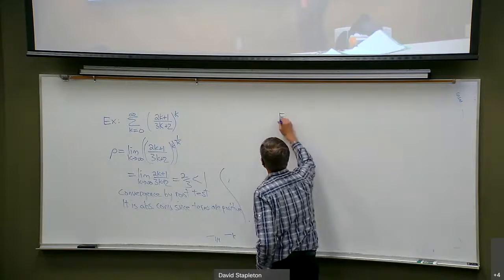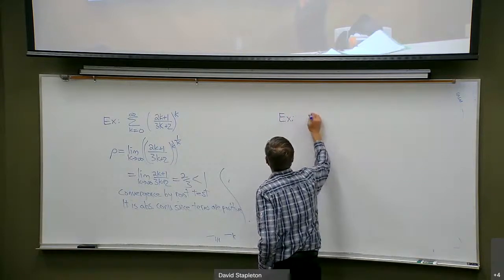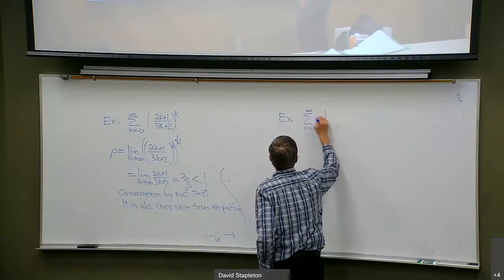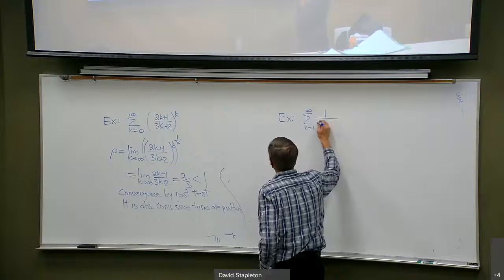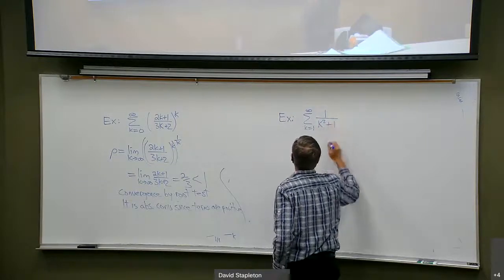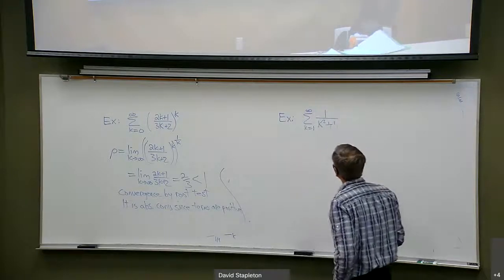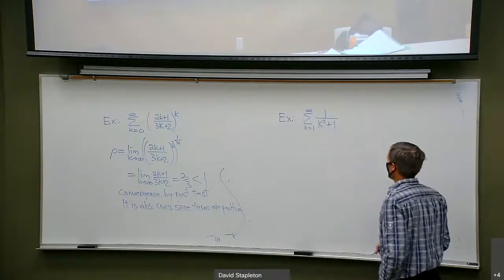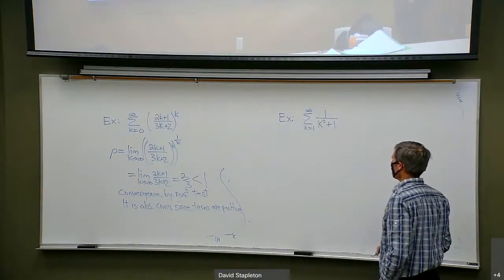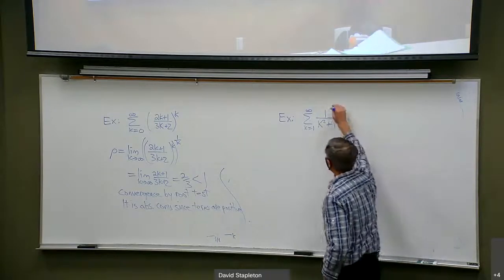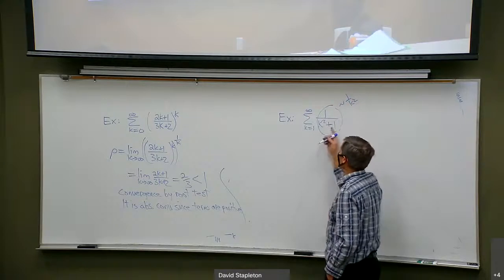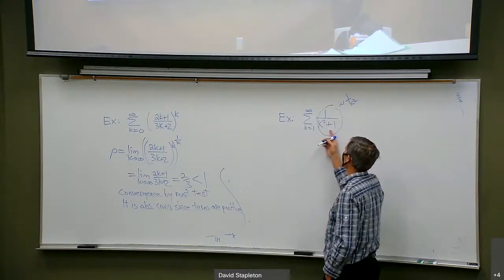And then we can always have an example like this. Suppose I had the sum k equals 1 to infinity of 1 over k squared plus 1. How about that one? There's a lot of ways to establish this one. One way is to do a comparison test with the series 1 over k squared, because this looks like 1 over k squared for k large. That tells you it converges like a p-series with p equals 2.